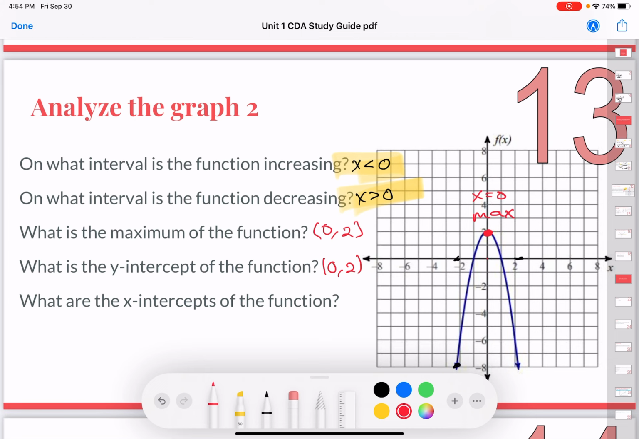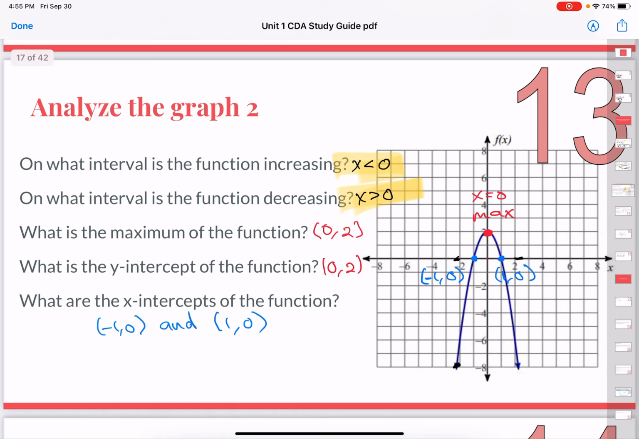Now it's asking for y-intercepts, x-intercepts. We just did the y-intercept. The x-intercepts, there's 2 of them. That's where it crosses the x-axis. It's at this point right here and this point right here. So that would be (-1, 0) and (1, 0). Cool. Hopefully that's clear where I got those from.